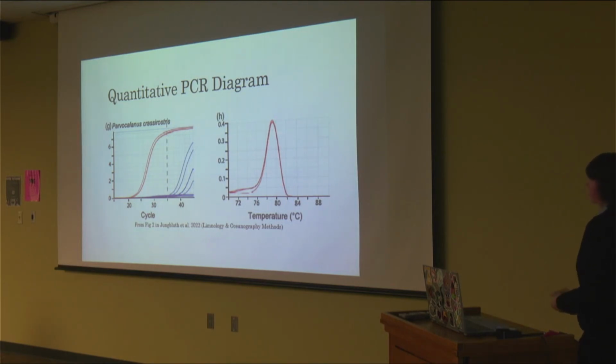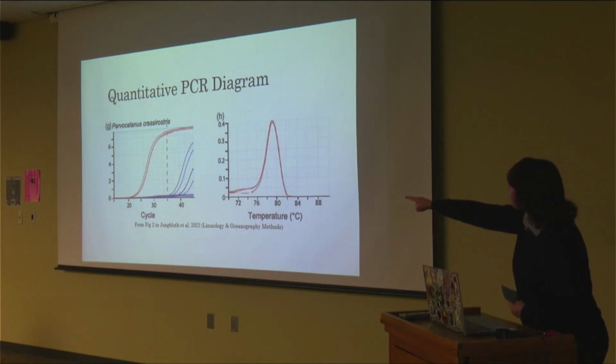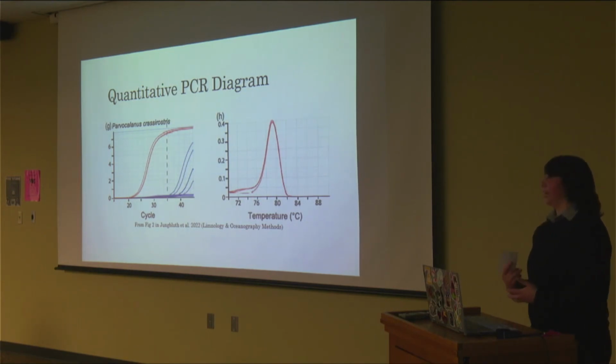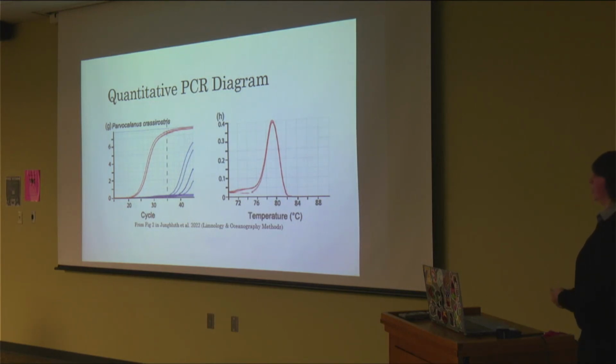Our target species in the first graph would be indicated by the red, and our non-target would be the blue. And we're looking for that red line to amplify and show up sooner than our blue lines. So that would be a really good example of what we're looking for.